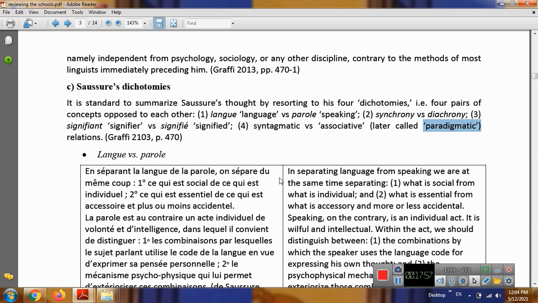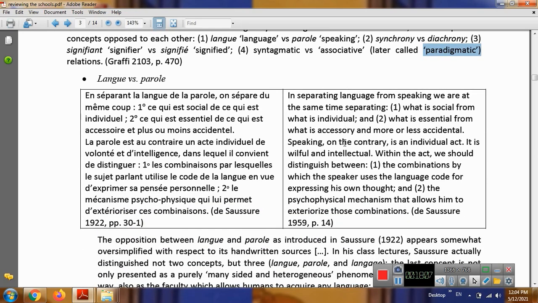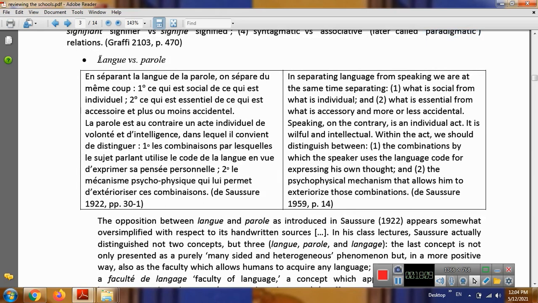Langue and parole means language and speaking. Synchrony versus diachrony. Signifier versus signified. Syntagmatic versus paradigmatic, which we called associative. Here we want to explain it, and then in the following table we will read more about that.